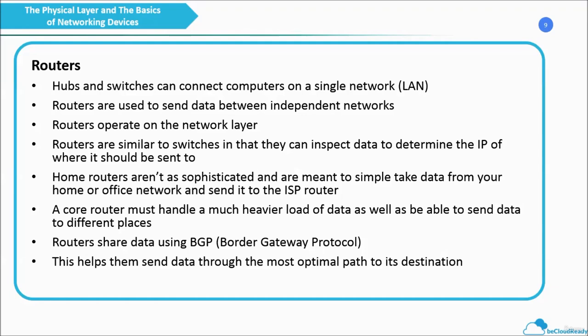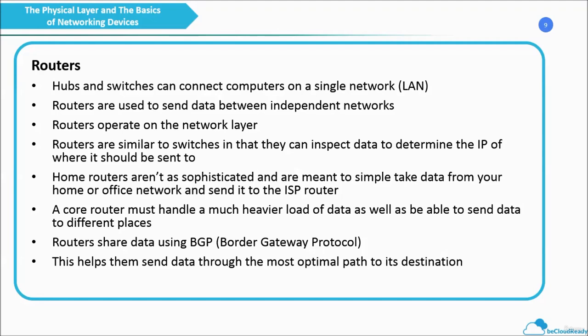Home routers, or the ones that you will normally see in your own house, won't be nearly as sophisticated and are meant to be simple. All they will do is take data from your home or office network and send it to your ISP. The ISP router, or what we call a core router, must be able to handle a much heavier load of data, as well as be able to send data to many different places, and therefore a core router is very complicated and much bigger.